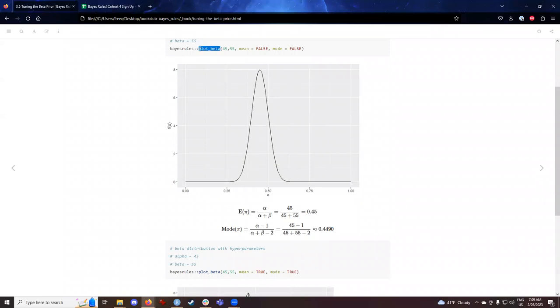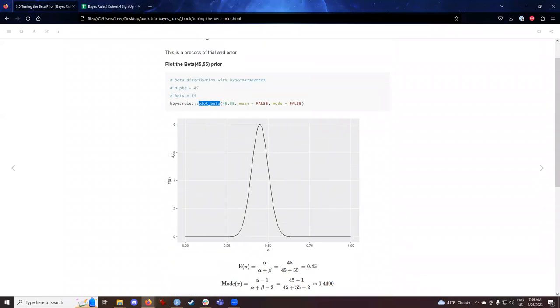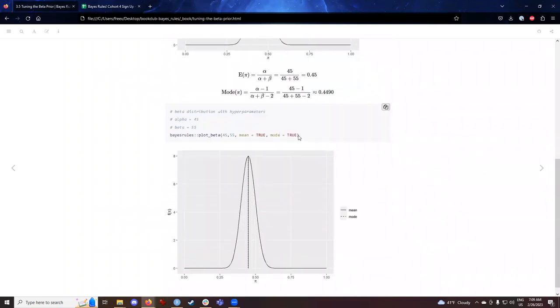This plot beta function comes from the authors and their Bayes Rules package. In case you're wondering about these R parameters here, mean and mode, you could turn those to true and it'll quickly plot those as solid and dashed vertical lines as well.